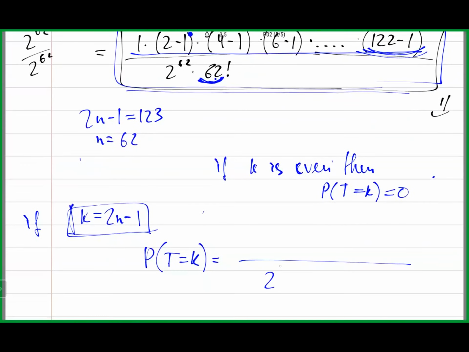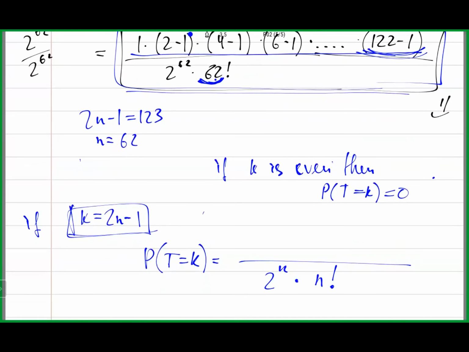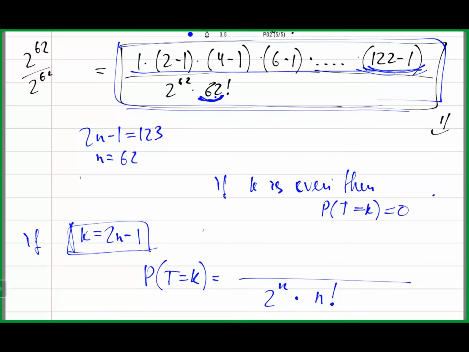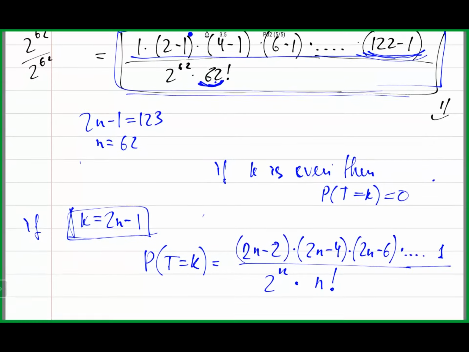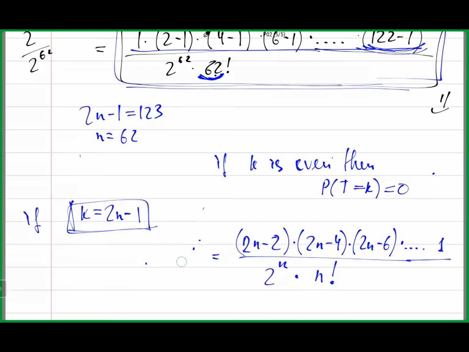in the numerator, we have 2 to the power n times n factorial. And in the denominator, we have 2n minus 2 times 2n minus 4 times 2n minus 6 times and so on, times 1. Yeah, so that's a formula for the probability that T is equal to 2n minus 1. So if you'd like to write the general case, here it is.